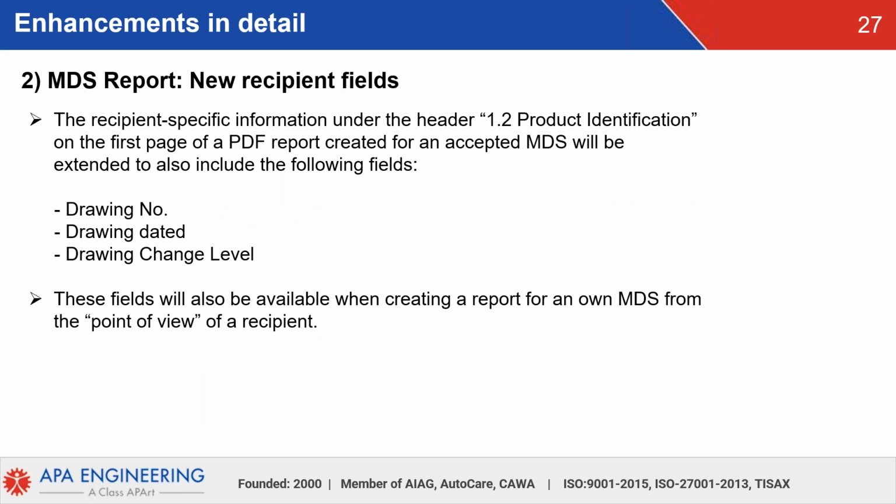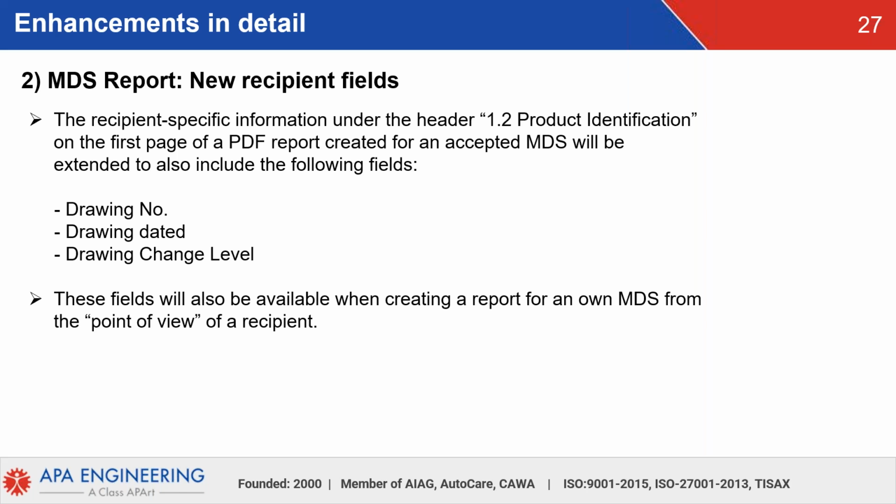The next slide is MDS report, new recipient fields. Once after creating an MDS and submitting it, if you take a report, you'll get a full report or header report. You'll have a header like product identification on the first page of that report, with numerous data like product identification and supplier information. Along with that, we could also find the drawing number, drawing date, and drawing change level, which have been used by customers like Daimler. This will also be included in our header reports once the 14.3 release update gets released.